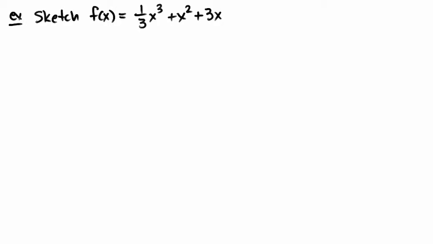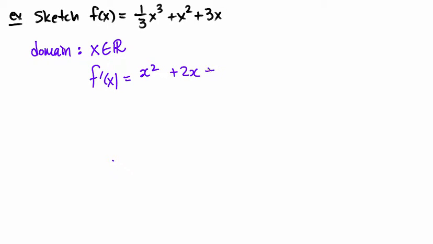Okay, in this example we're going to sketch f(x) = (1/3)x³ + x² + 3x. We start off by noticing that the domain is all real numbers, and therefore there are no vertical asymptotes. So let's go ahead and take the first derivative and look for some critical points. We get x² + 2x + 3, and we try to solve that for 0 or when it's undefined.